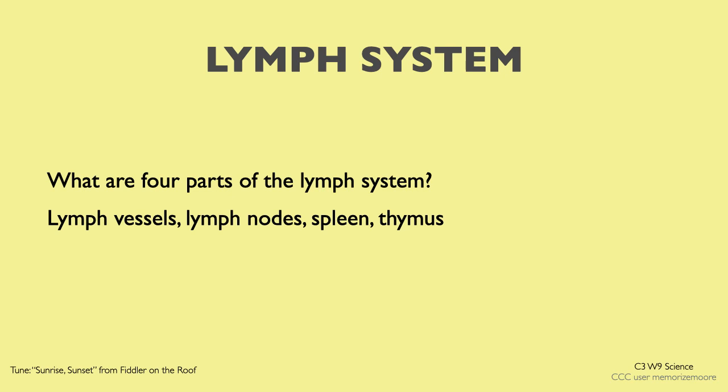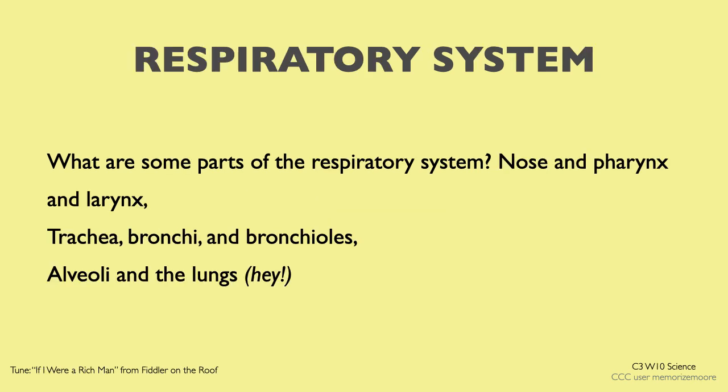What are 4 parts of the lymph system? Lymph vessels, lymph nodes, spleen, thymus. What are some parts of the respiratory system? Nose and pharynx and larynx, trachea, bronchi and bronchioles, alveoli and the lungs.